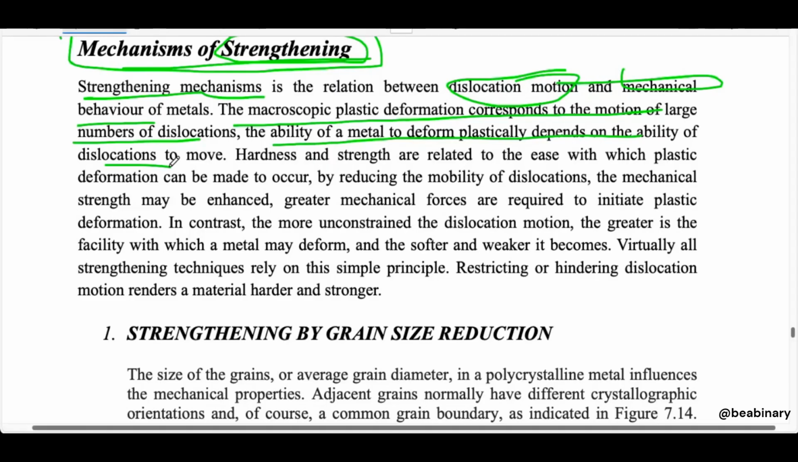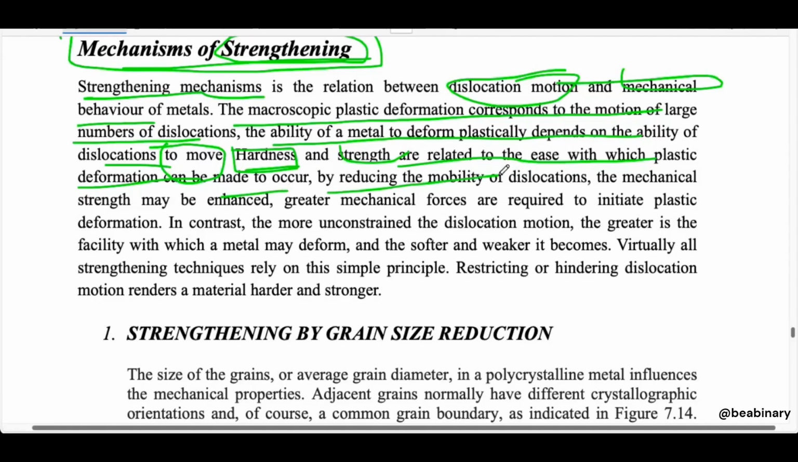Elastic deformation means the deformation that can be recovered when you remove the load. But in plastic deformation you cannot regain your original shape or position when you remove the load. So plastic deformation only occurs when there is a movement of dislocations. Dislocation movement is basically responsible for plastic deformation. Hardness and strength are related to the ease with which plastic deformation can be made to occur.